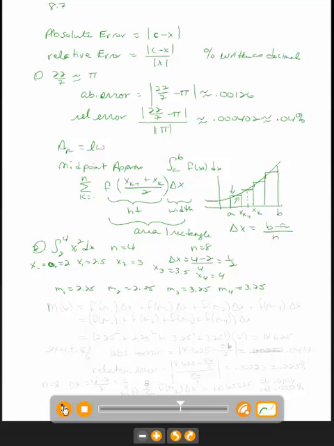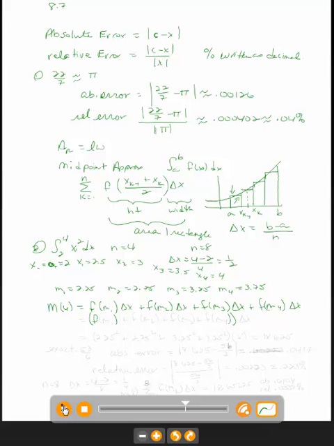Now, in order to find the midpoint of 4 rectangles, that's how they're going to designate it, they're going to do f of the first one times how thick it is, plus f of the second one times how thick it is, and so on, the third one, and the fourth one.